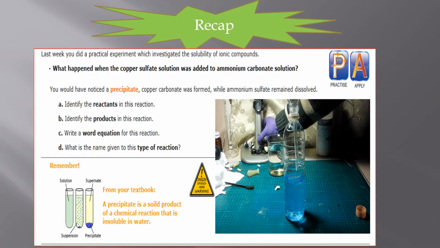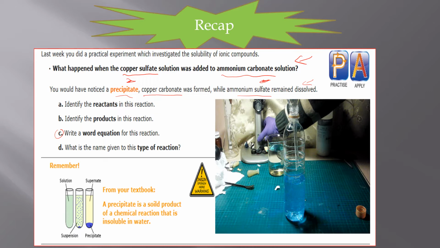So we did the experiment last time, which is about the solubility of ionic compounds. Think about how we mixed those together when we had copper sulfate and ammonium carbonate. You mix them together, and what do we end up with? There's a precipitate because we have copper carbonate, and the ammonium sulfate stayed dissolved. So if we think about this, what are the reactants? The reactants are the things that we started with. The products are what we ended up with, the ones written in that line. So see if you can write that as a word equation.